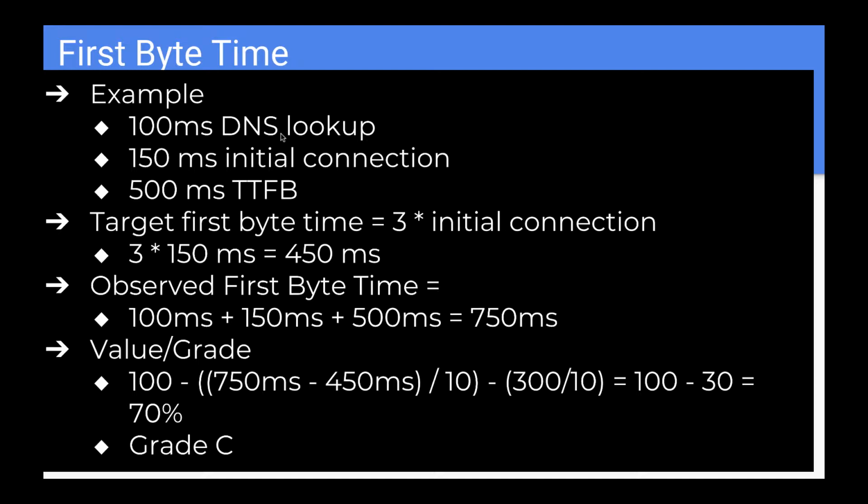Let's understand how this is converted to a grade and number. The target first byte time would be 3 times the initial connection, or 450 milliseconds. The observed first byte time, which is the sum of all the phases, is 750 milliseconds, which is 300 milliseconds slower than the target time. That would make the value 70, resulting in a grade C. WebPagetest does a good job of highlighting the opportunity for optimizing the first byte time.